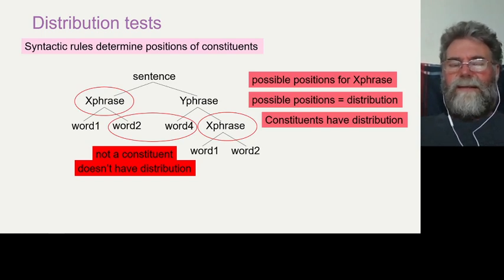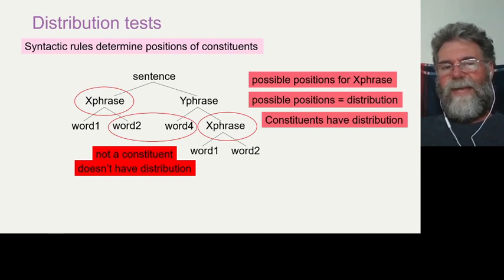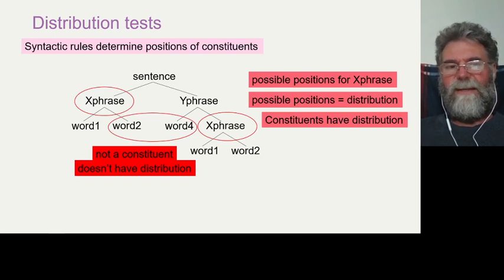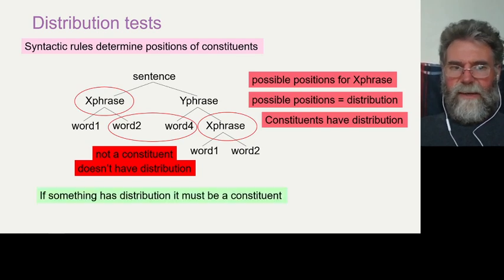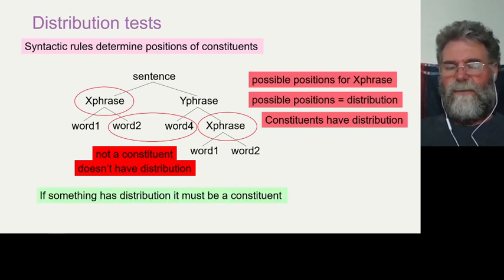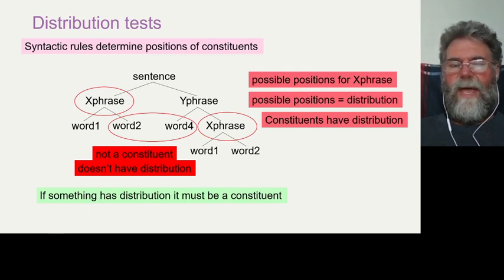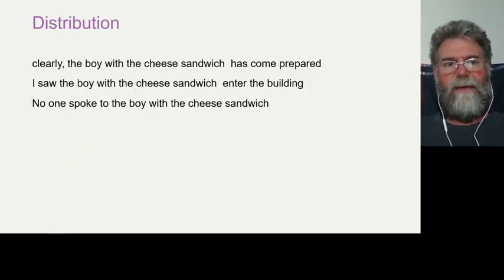Now, we can take that kind of observation and turn it on its head and actually make use of it to determine what the actual structure of a sentence is, that the syntactic rules determine, by simply saying that if something has a distribution, then it must be a constituent. So if you can observe that some element or some phrase or some group of words has a distribution across various sentences, then we can determine that that group of words must be a phrase, a constituent. Okay, let's see how that works.